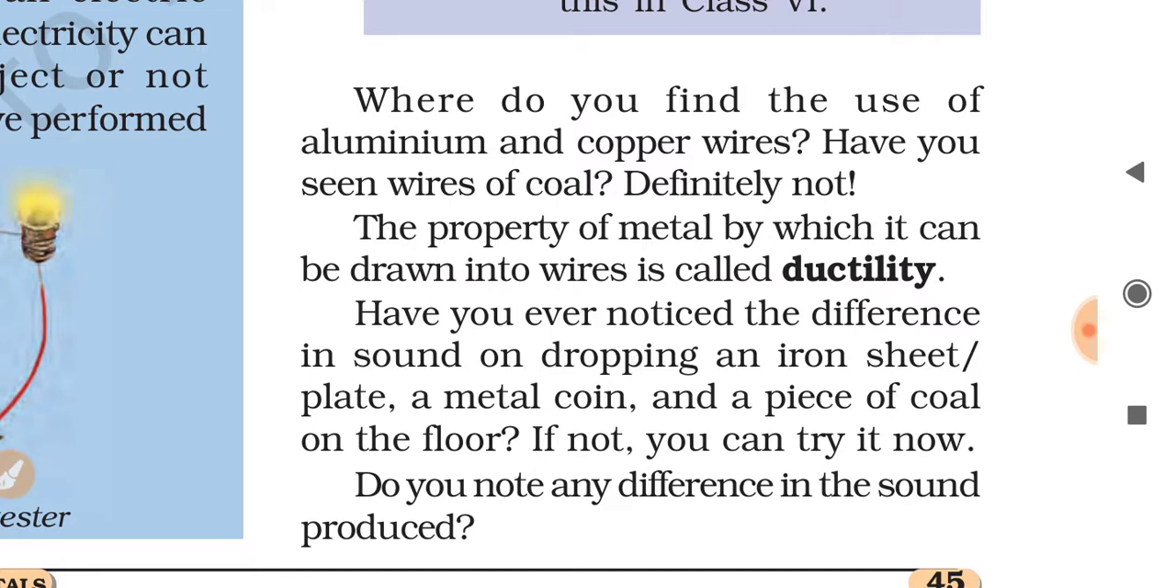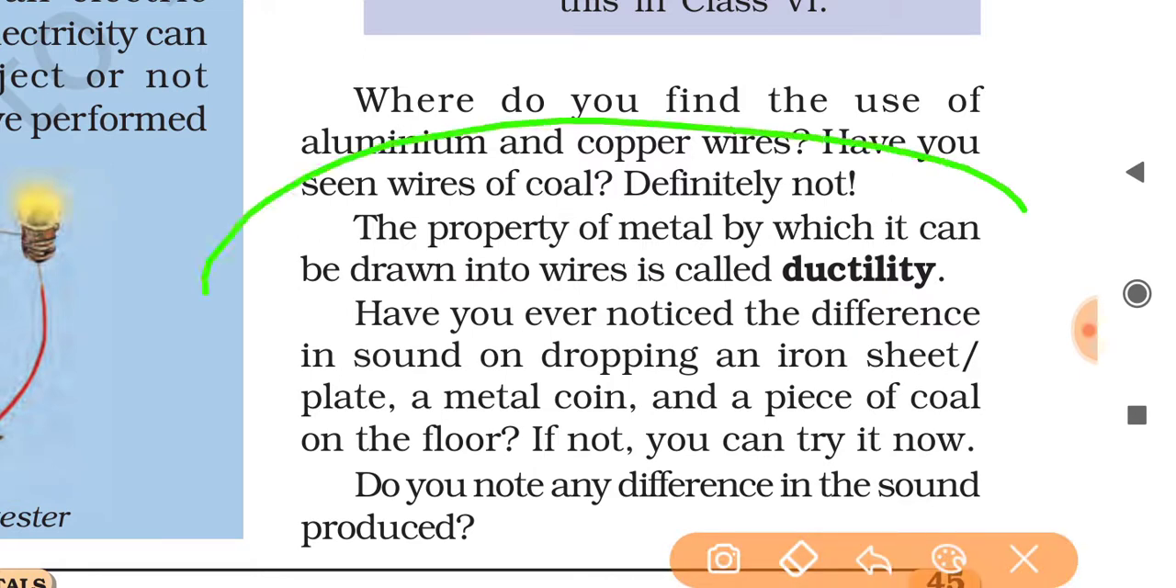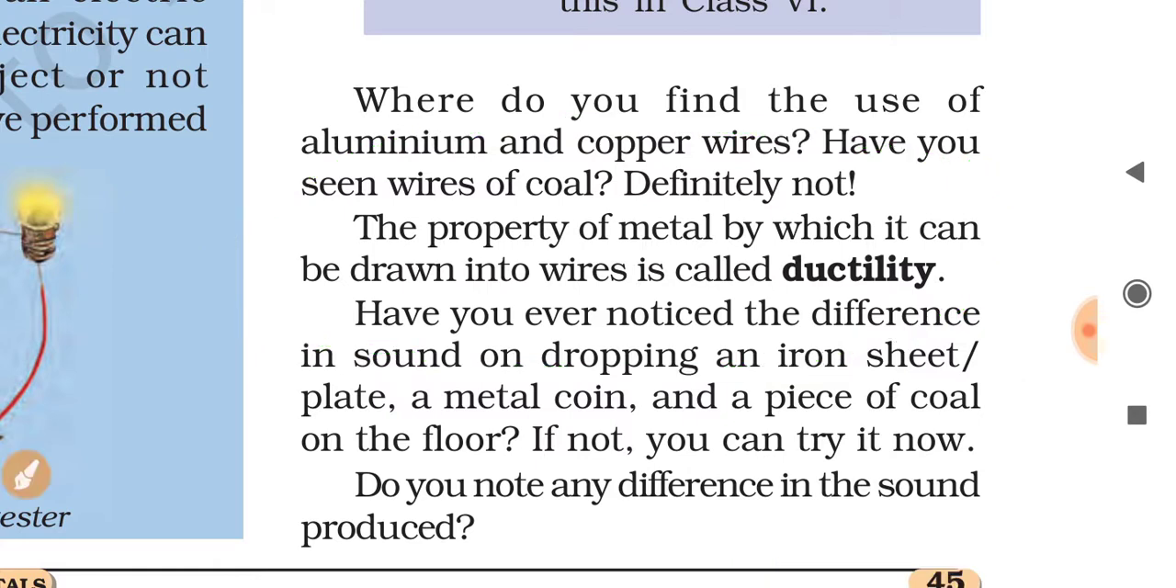The property of metal by which it can be drawn into wires is called ductility. You understood malleability. Now we have to understand the term ductility. What is ductility? It means the metal can be drawn into wires. This property of metal is known as its ductility.